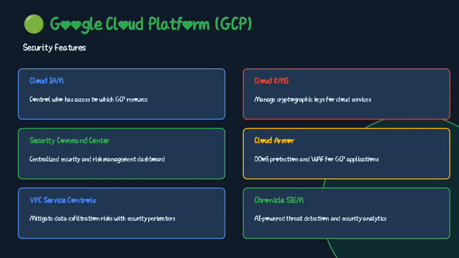GCP offers Cloud IAM for access control, Cloud KMS for key management, Security Command Center as a risk dashboard, Cloud Armor for DDoS and WAF, VPC service controls to prevent data leaks, and Chronicle SIEM for AI-powered threat detection.